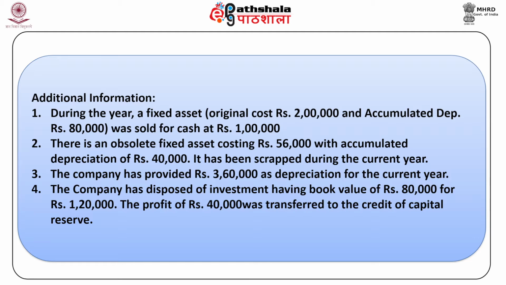There is an obsolete fixed asset costing 56,000 with accumulated depreciation of 40,000. It has been scrapped during the current year. The company has provided rupees 3,60,000 as depreciation for the current year. The company has disposed of investment having book value of rupees 80,000 for rupees 1,20,000. The profit of 40,000 was transferred to the credit of capital reserve.